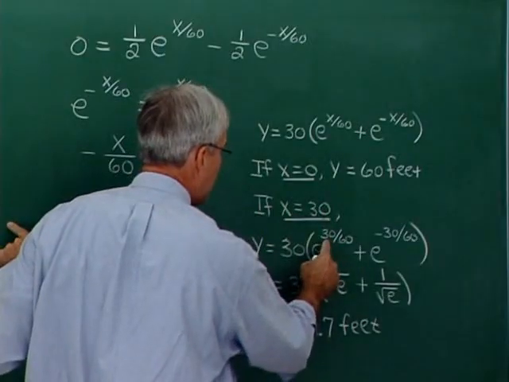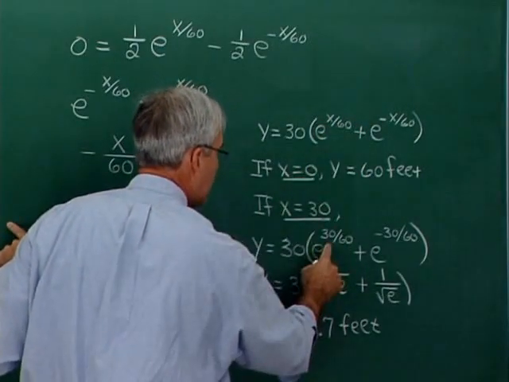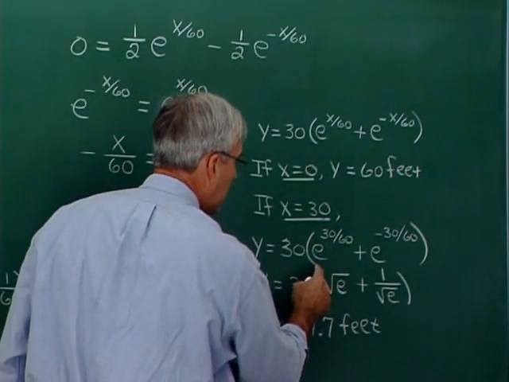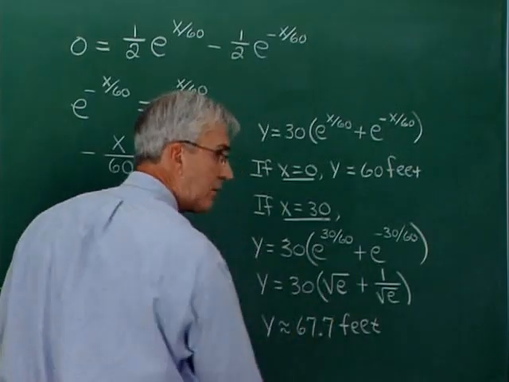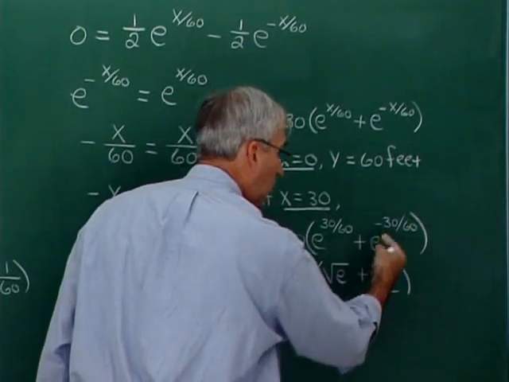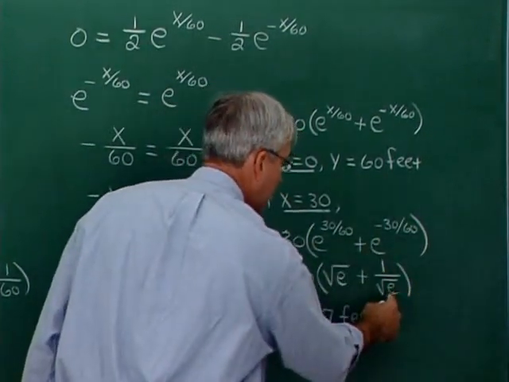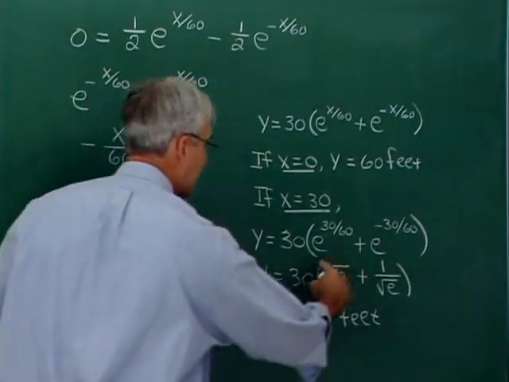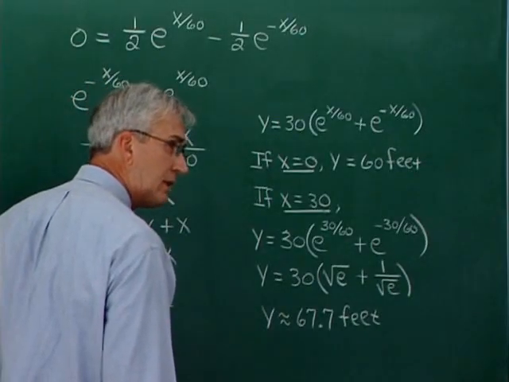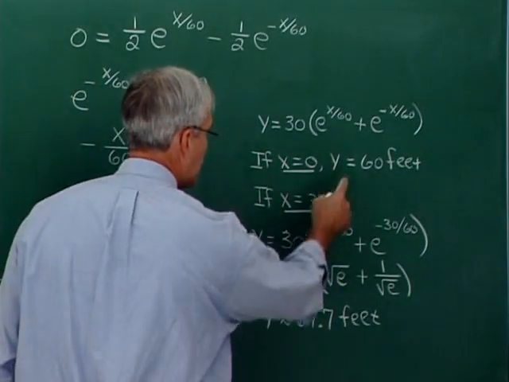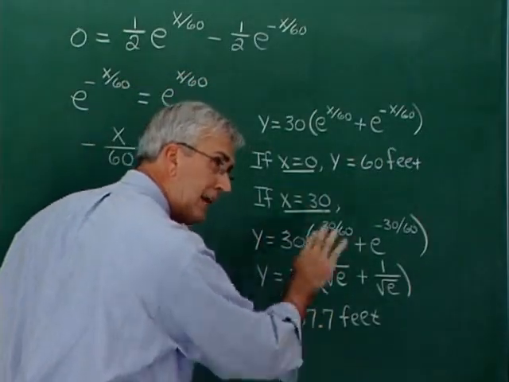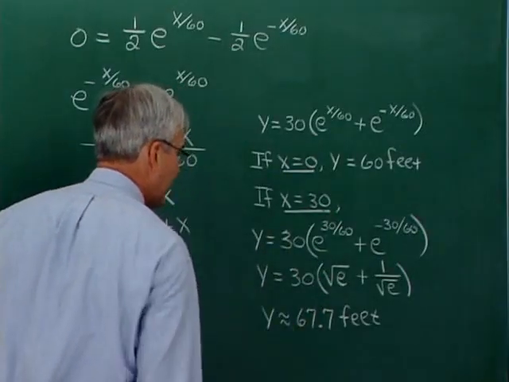So if x is replaced with 30, then the x's are replaced with 30 up here, and we have this. Now, 30 over 60 is 1/2, so this is e to the 1/2 power, or the square root of e. And this is e to the negative 1/2, or 1 over e to the 1/2, or 1 over the square root of e. And now we need to use the calculator to make the calculation, and we find y to be 67.7 feet. And the difference between these two, the difference between 60 and 67.7, is the amount of sag in the wire. And the amount of sag then is 7.7 feet.